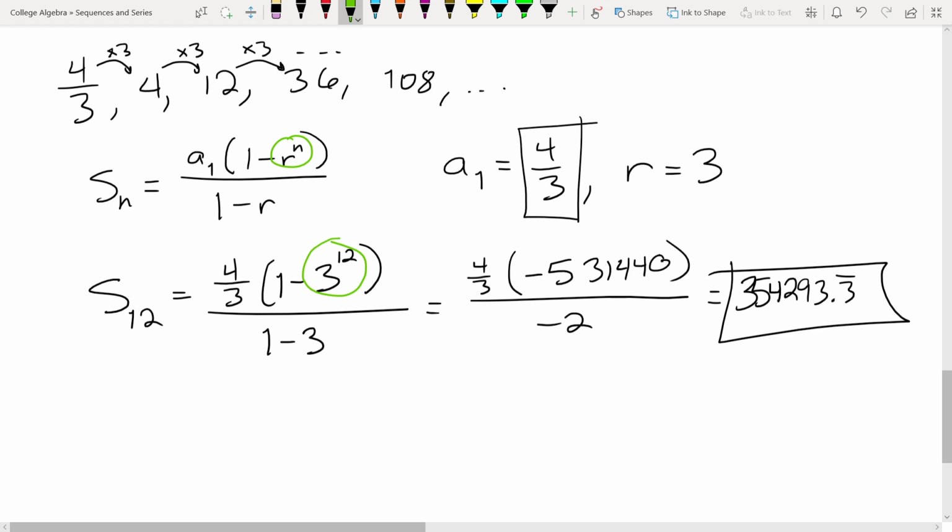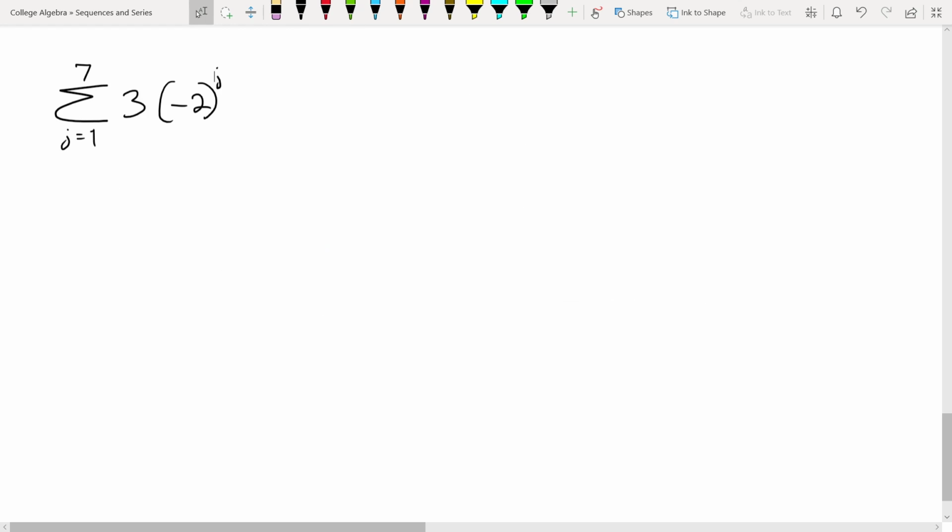Let's look at another one. So here's the next one we're going to look at. And now this is a partial sum by definition, right? We're summing up only 7 terms. But this doesn't look necessarily in the general form of a geometric sequence. It's a little bit weird. What we can do, we can find what we need to find quite simply by just expanding this sum.